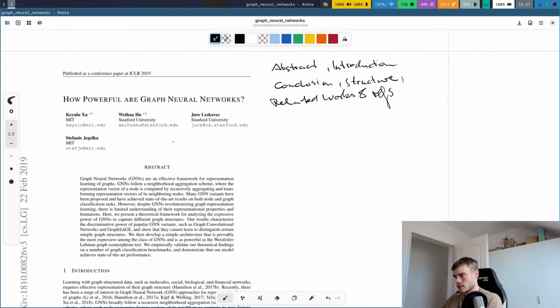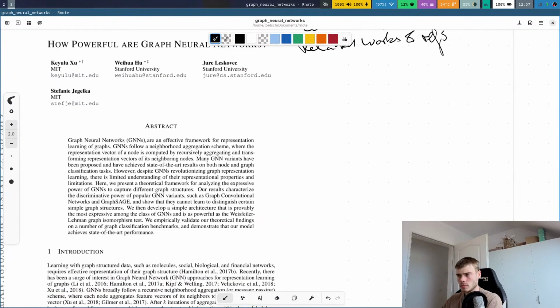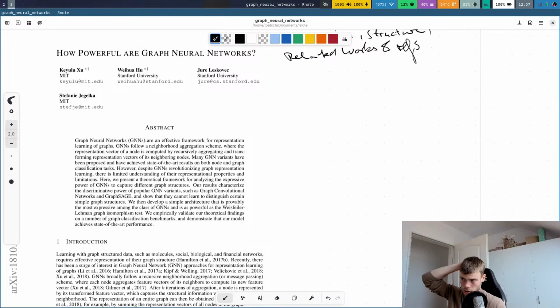Okay, so let's start by reading the abstract. So how powerful are graph neural networks? Graph neural networks, GNNs, are an effective framework for representation learning of graphs. GNNs follow a neighborhood aggregation scheme where the representation vector of a node is computed by recursively aggregating and transforming representation vectors of its neighboring nodes. Many GNN variants have been proposed and have achieved state-of-the-art results on both node and graph classification tasks. However, despite GNNs revolutionizing graph representation learning, there is limited understanding of their representational properties and limitations.